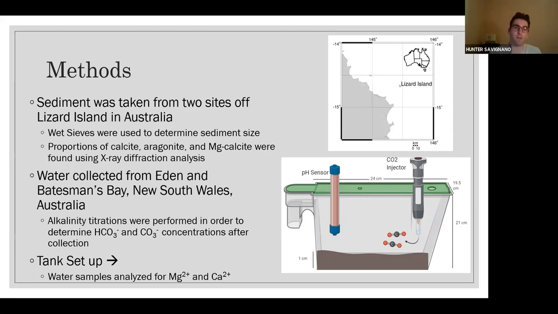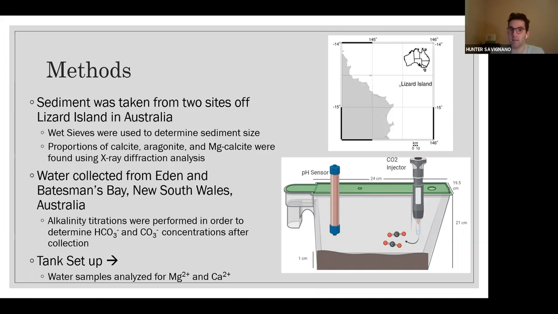Water was also collected from Australia, and what they did is they treated it in order to remove any form of organic compounds, and they performed titrations to determine the amount of bicarbonate and carbonate in that water.